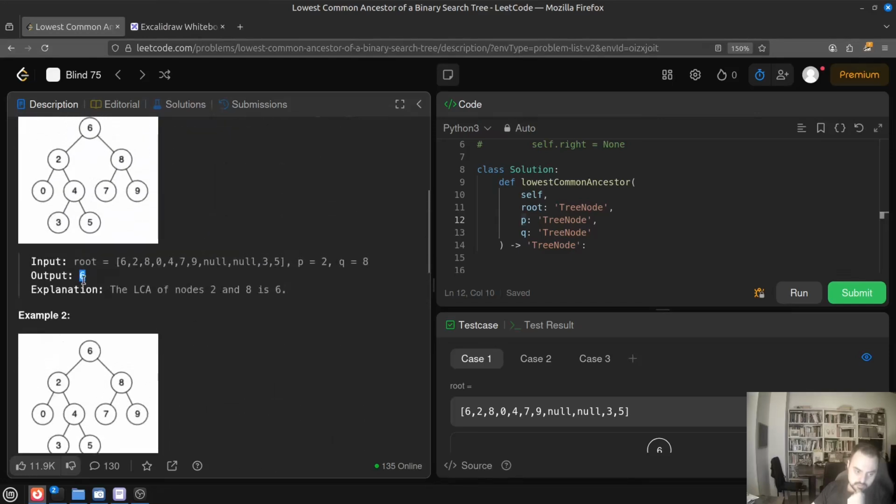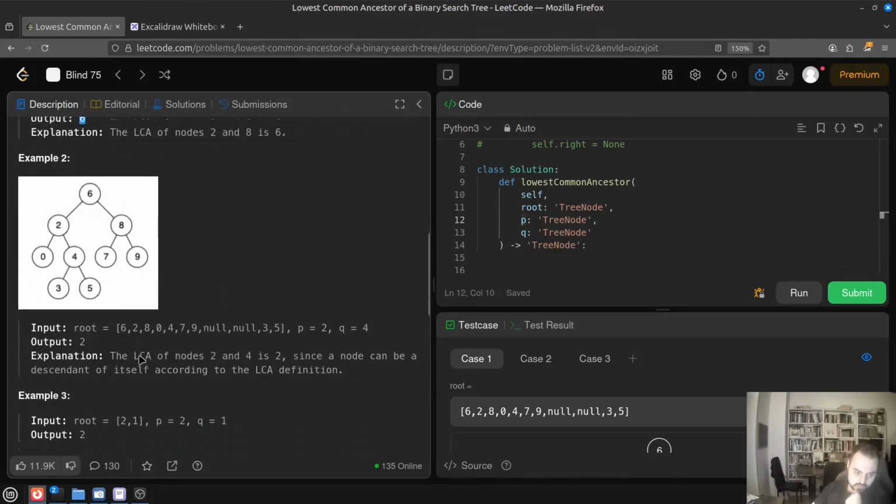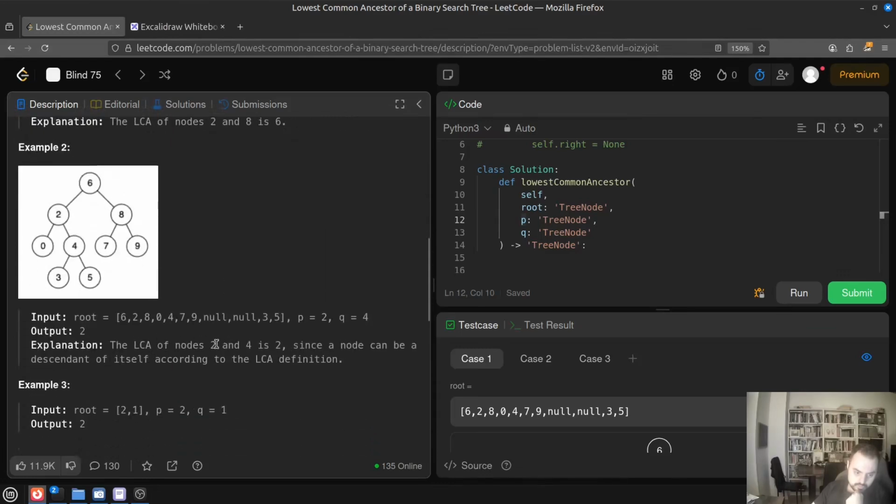And in the second example, we have exactly the same tree, but a different input. So we have nodes 2 and 4. And in this case, their lowest common ancestor is 2, which is one of the nodes. So if you take a look, it could be the case that one of the nodes is an ancestor of the other one. And in that case, the node which is the ancestor of the second one will be the lowest common ancestor of both of them. And that's something that we have to consider.